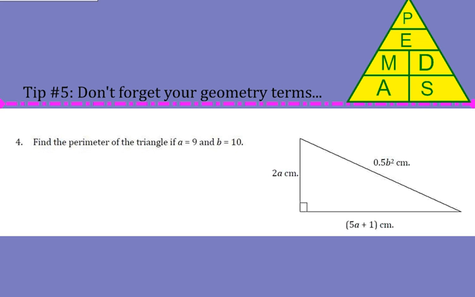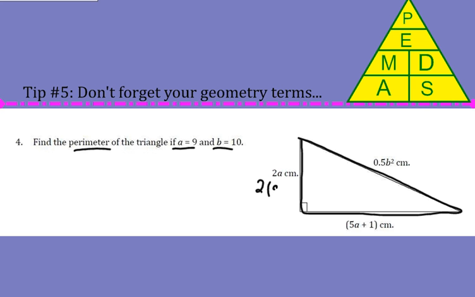So geometry terms. So perimeter of the triangle. Perimeter basically means the distance you go if you go around the whole thing. All right, so that's what you're looking at. So if I go, this is A is 9, B is 10. So 2A, that's really 2 times 9, that's 18. B is 10, so this is going to be 0.5 times 10 squared. So 10 squared is really 100 times 0.5, that's going to be 50.